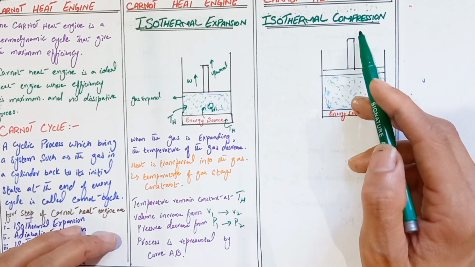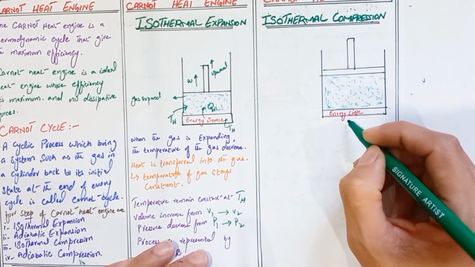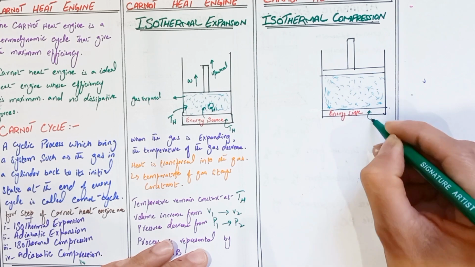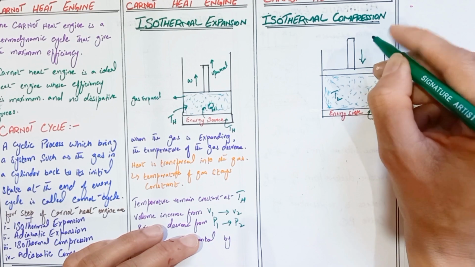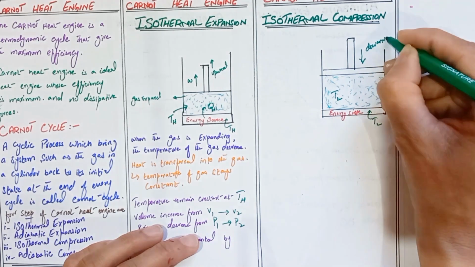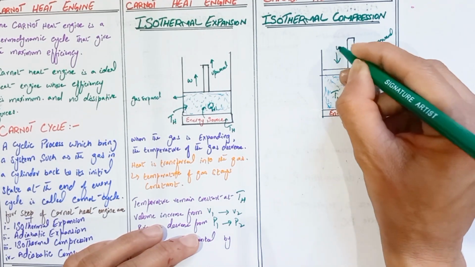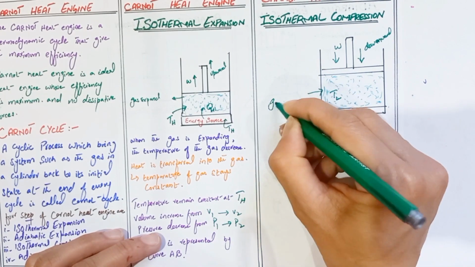Now we discuss the isothermal compression. In this step, we remove the insulating stand and place the energy sink. The energy sink temperature is T_L, which is the same as the temperature of the gas. Now work is done on the system, so the piston is moved downward because the work is done on the system. When work is done on the system, the gas is compressed.